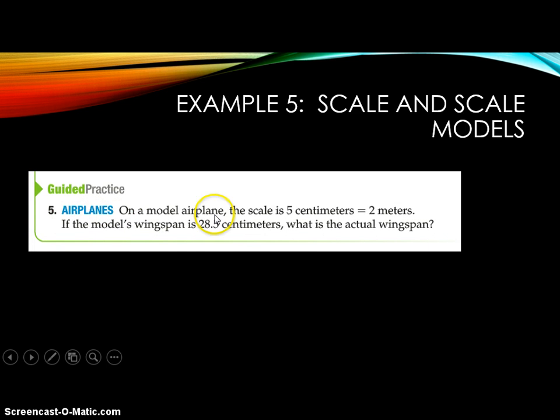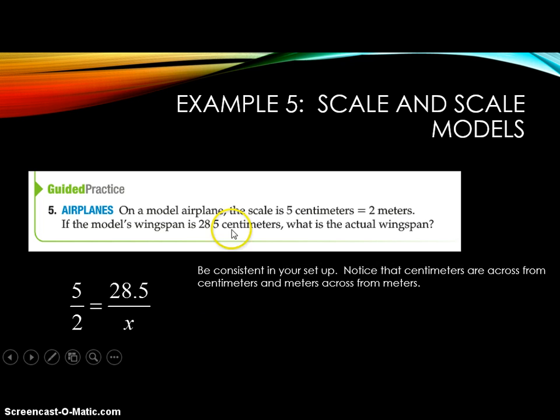And here's example 5. I'm going to do this one with you. You're going to do the next one. So on a model airplane, the scale is 5 centimeters for every 2 meters. So the model plane, 5 centimeters to the actual plane is 2 meters. If the model's wingspan is 28.5 centimeters, what's the actual wingspan? So I set up my proportion, 5 centimeters to 2 meters. 28.5 centimeters, so centimeters are across from centimeters, meters are across from meters. So again, be consistent in your setup. Centimeters across from centimeters, meters across from meters.